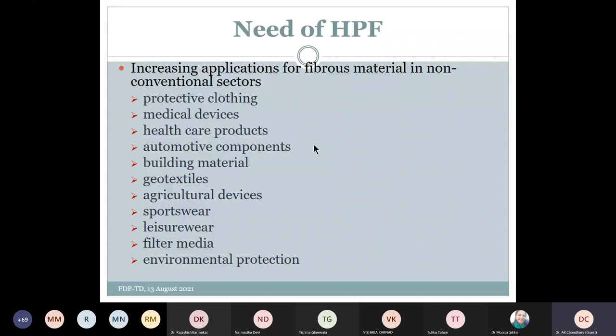So filter media is another use of high performance fiber, especially for filtration of chemicals or gases at very high temperature. At very high temperature, upstream, the air may contain volatile organic compounds or other dangerous chemicals. They are part of the upcoming gases. So in order to face and treat all this hot air or hot mixed VOC materials, we need a stronger, high performance based filter media.